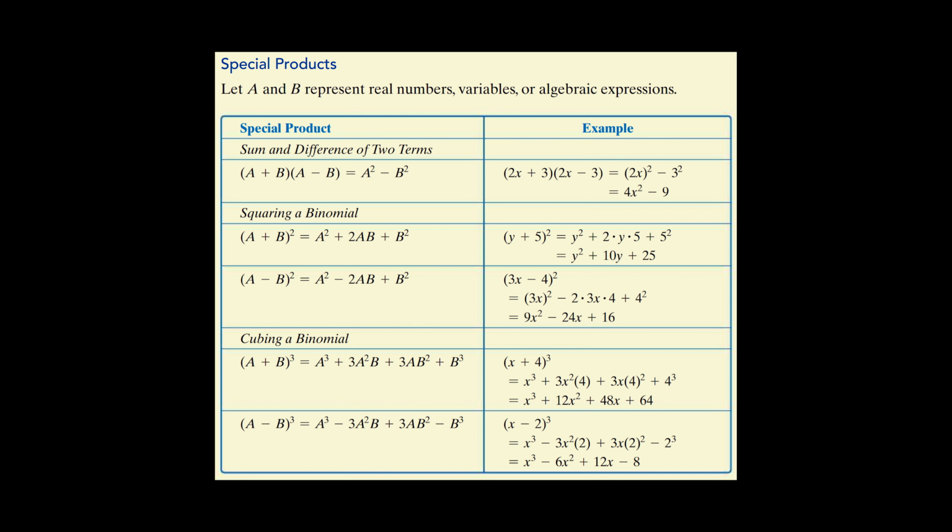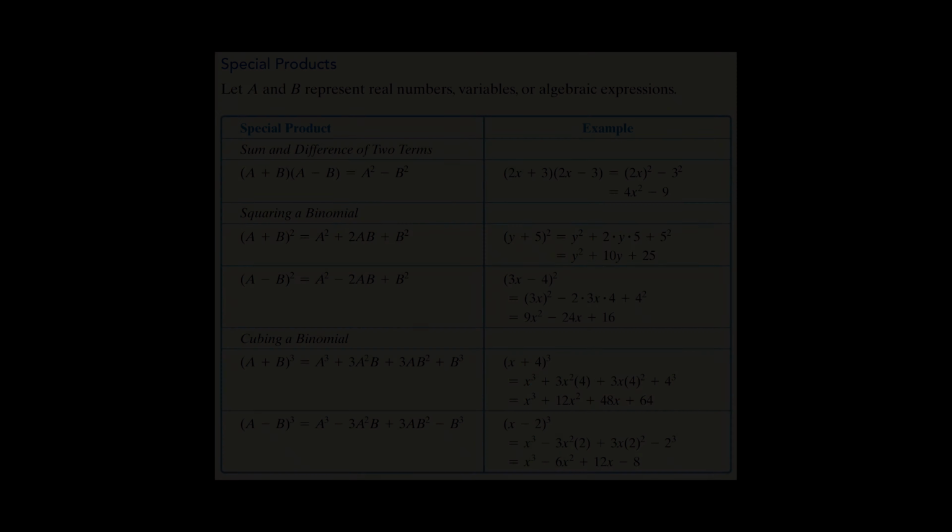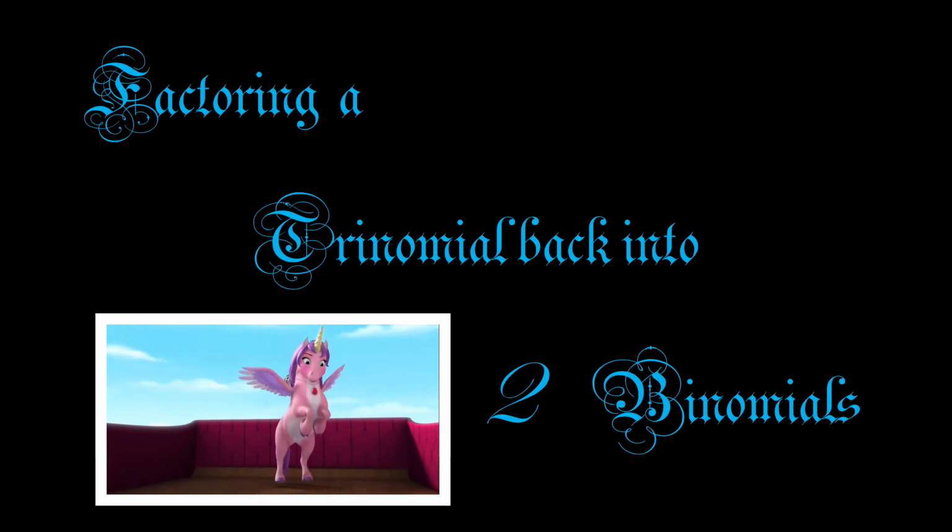Here are some special products that you will run into. Our goal is now to go in the opposite direction. We are going to factor our quadratic into two binomials. The process is to do FOIL in reverse.